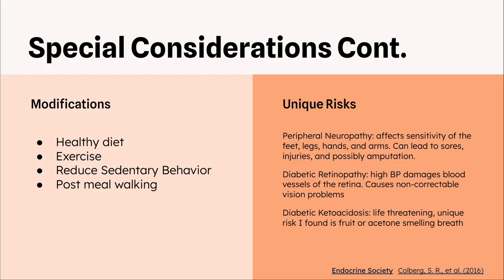The retina is really important in vision, and it basically produces the images and takes them in and converts them to what you're seeing. So it can lead to blindness and vision problems. And then diabetic ketoacidosis, as I shared earlier, is just life-threatening.